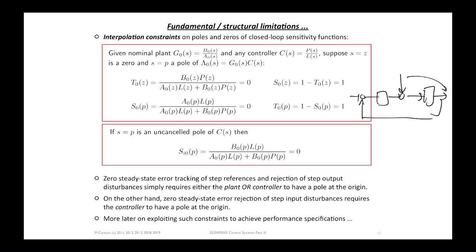So what might be some implications of these interpolation constraints? We'll see now how to use these to tell us about limitations on performance, based on where you put the closed loop poles relative to the open loop poles and zeros. And we'll see, in fact, how to exploit these interpolation constraints to achieve performance specifications. In fact, we've already seen such a thing from the perspective of getting 0 steady state error tracking for step references or step output disturbances.